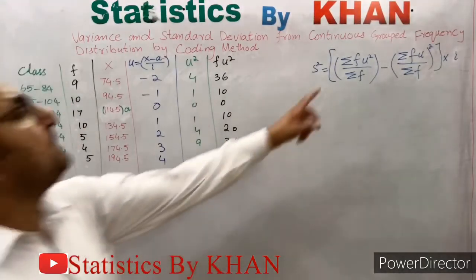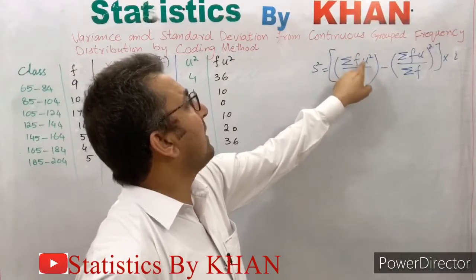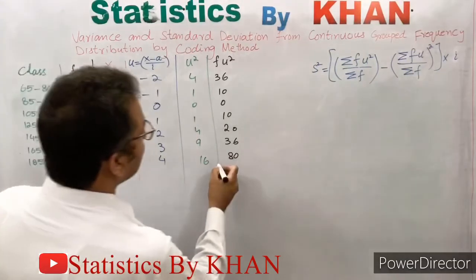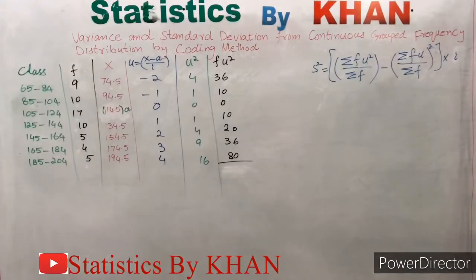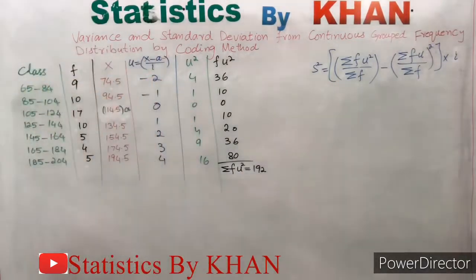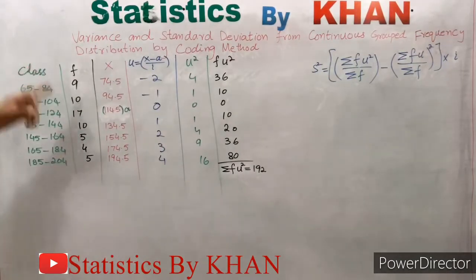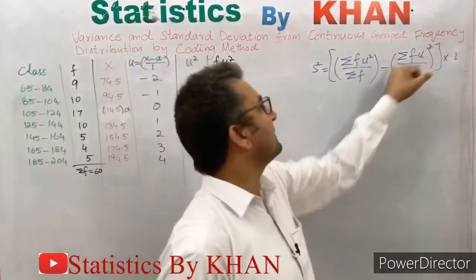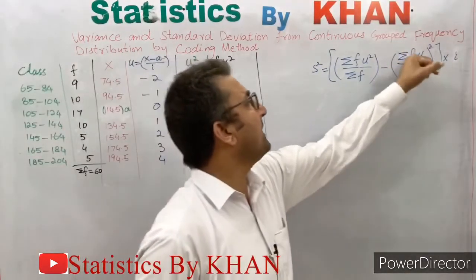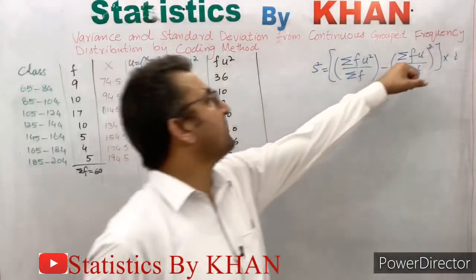Now, after the multiplication of fu square, we need the total of fu square. So now we will total this column. Notationally it will give us summation fu square, and numerically it will equal 192. Now in the denominator we need summation f, means we need the total of f. So now we will total this column as well. Notationally it will give us summation f, and numerically it will give us 60. Further, if we look at this fraction, we need summation fu in the numerator, means we need the multiplication of f and u and the total of the multiplied values of fu.